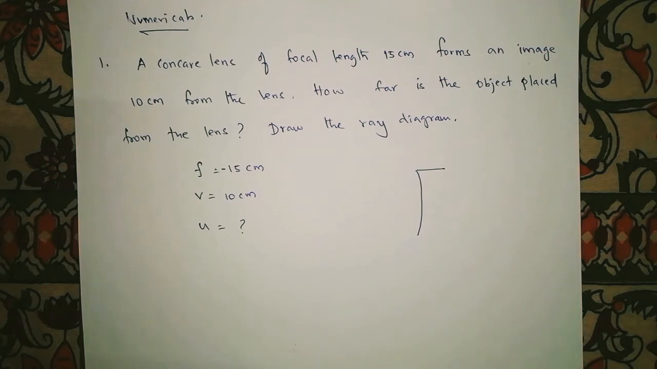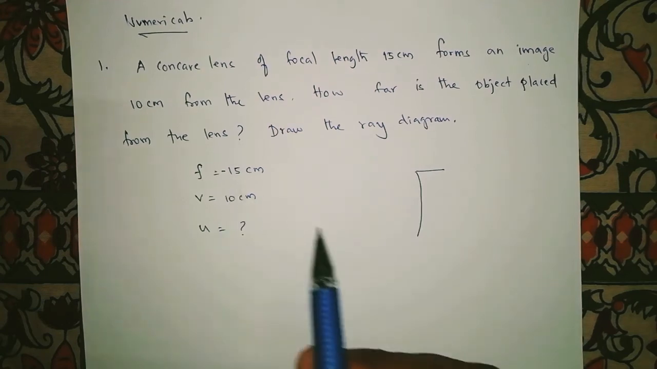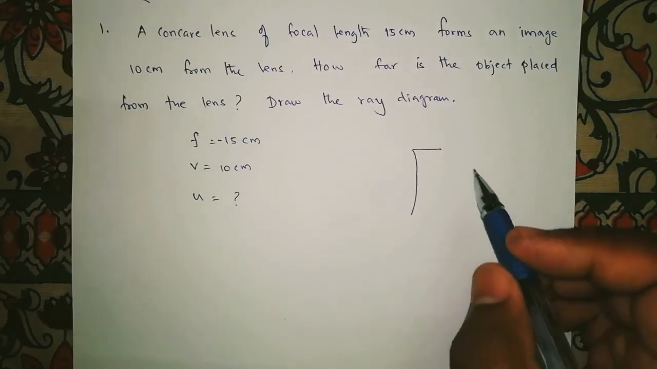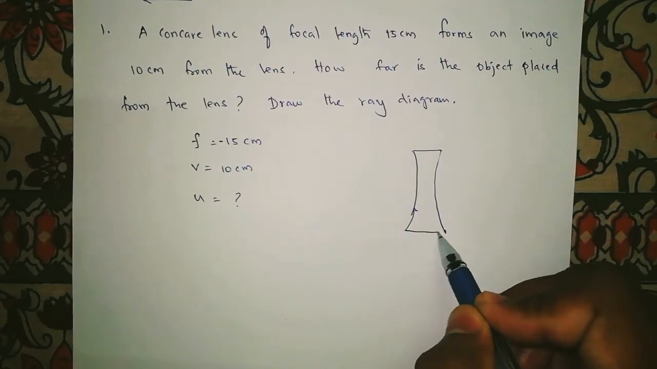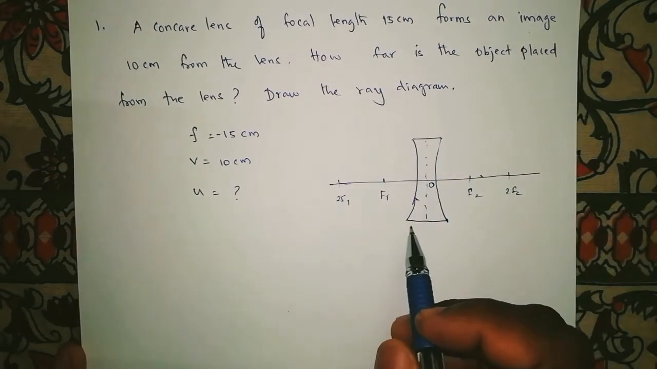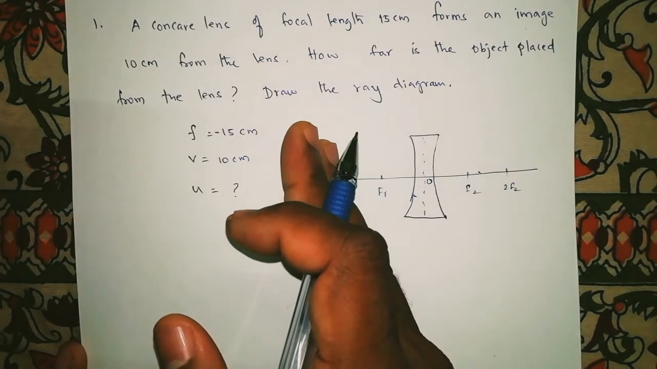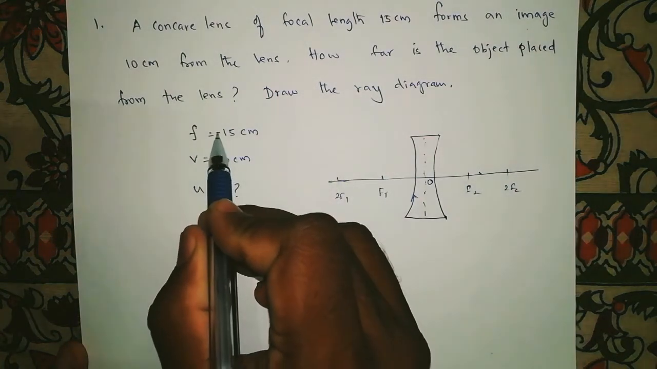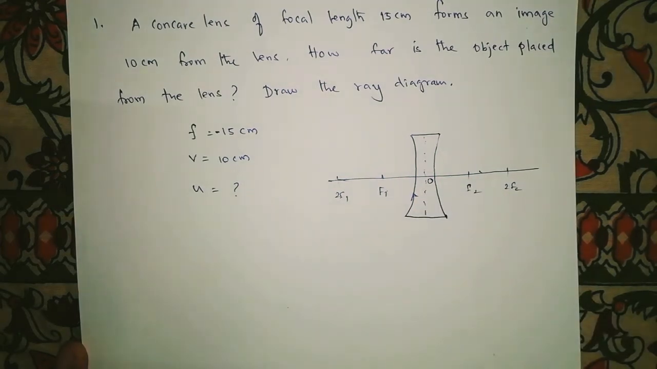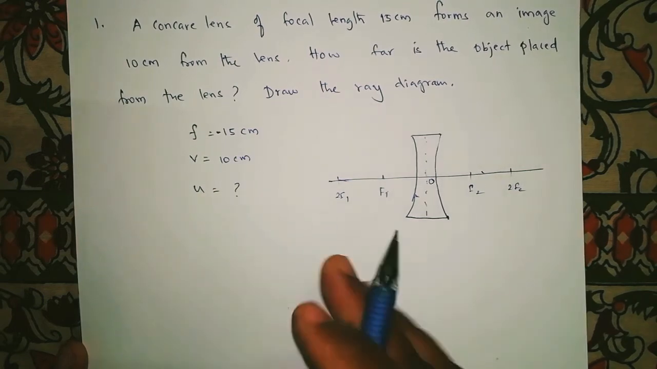So first of all, we can say that f, the focal length, is given as 15 centimeter, and we are writing it as minus 15 centimeter, as we know that this is a concave lens. Okay, when you see a concave lens, this will be the diagram of a concave lens. You can see that always the image comes on the left hand side only. When an image comes on the left hand side, it is always going to be negative. So the focal length will always be negative. That means on the left hand side. So V is also given, the image distance, 10 centimeter, and U we have to find.